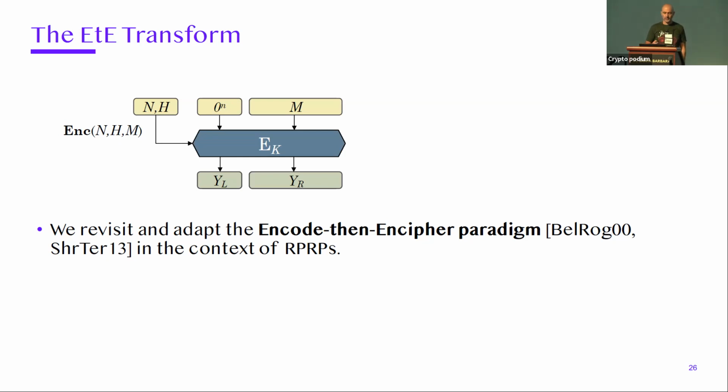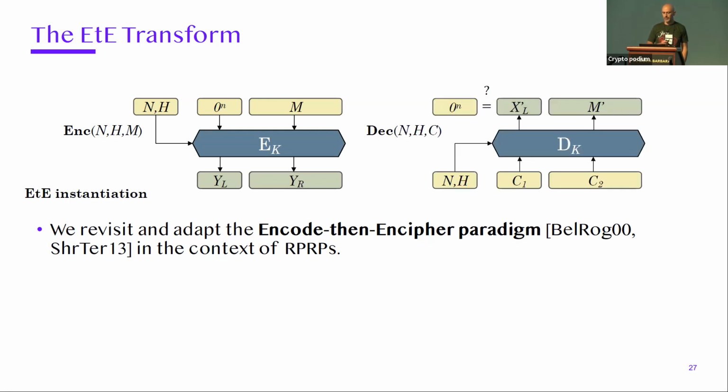To transform the cipher into an AED scheme, we encode the nonce and the header into the tweak. We place the message into the right part of the input, and we put some redundant bits into the left part of the input, in this case shown as all zeros. And then decryption works by applying the deciphering algorithm in a natural way and checking whether the left output is equal to the all zero string. And if that's the case, the message is released as the output.